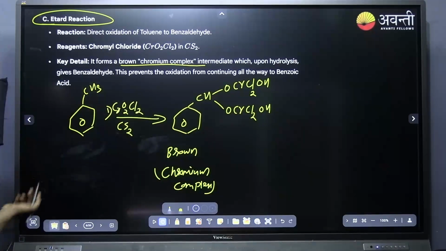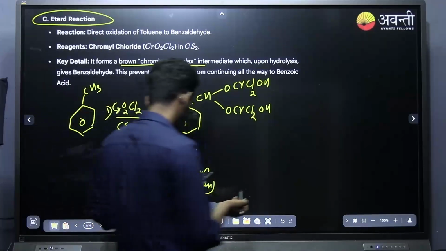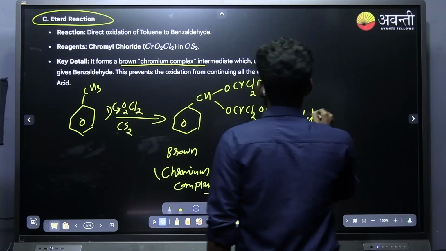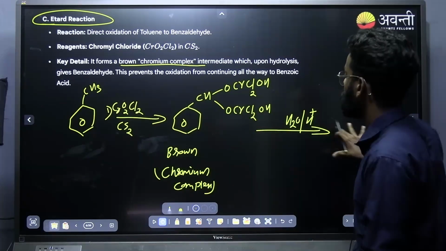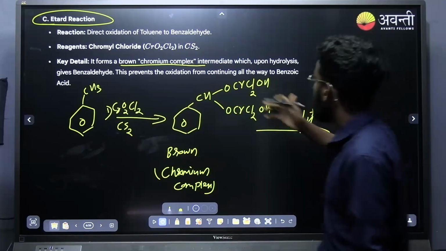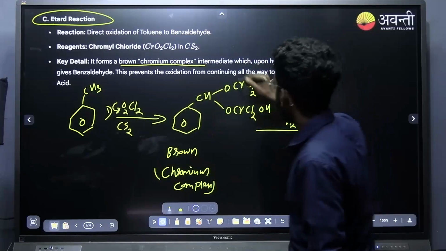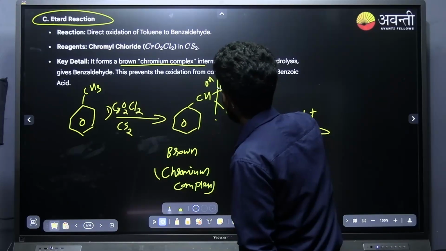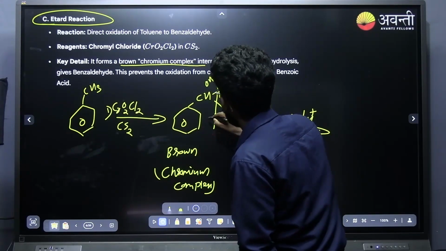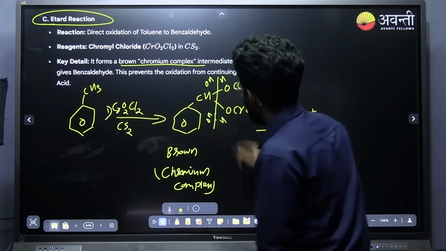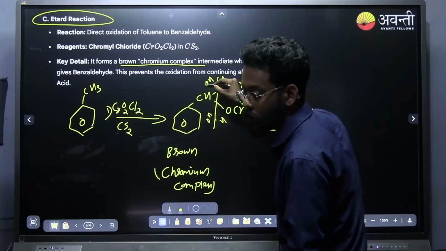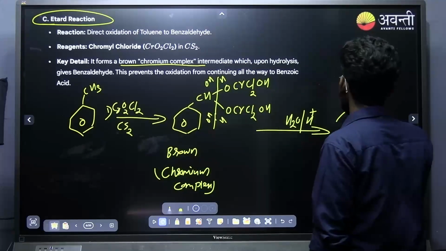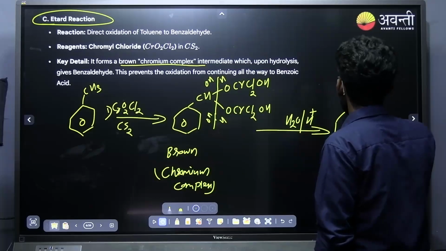Now what about the second step? Second step, what is happening? This will be treated with water, acidic hydrolysis, H2O or H plus. Now this will be converting into aldehyde by breaking this bond. How can I break it? OH will be adding here, hydrogen will be adding here. Here also OH will be adding, hydrogen will be adding. When two OH groups are added to the same carbon, what is the product you will get? You will get aldehyde.